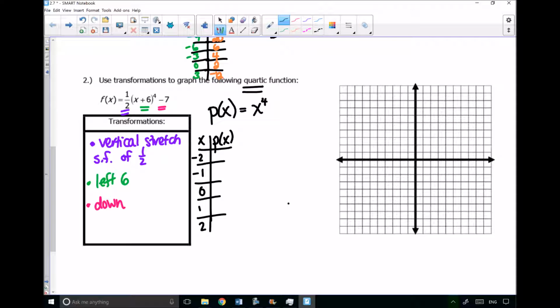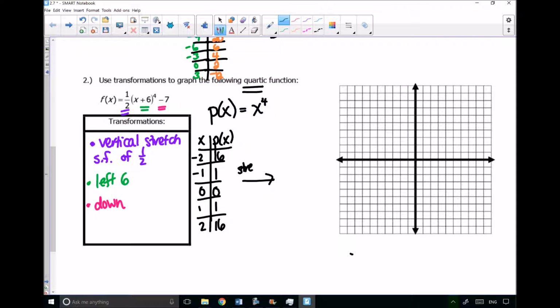So if I take -2 and I raise it to the power of 4, I get 16. If I take -1, raise it to the power of 4, I get 1. 0 to the power of 4 is 0, 1 to the 4th power is 1, 2 to the 4th power is 16. Okay, so now let's go ahead and start by doing our stretches.